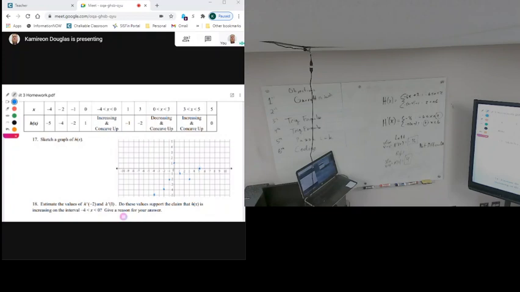Okay, I want to connect these dots, but in a way that keeps it from -4 to 0 increasing and concave up. Remember, concave up is the U shape, concave down is the N shape. So I want it concave up. That looks pretty easy, like so. So I verified, is this increasing? Yes, the slope is always positive. Is it concave up? Yes, it is opening upwards. Perfect so far. Over here, I want it from 0 to 3 to be decreasing and concave up.